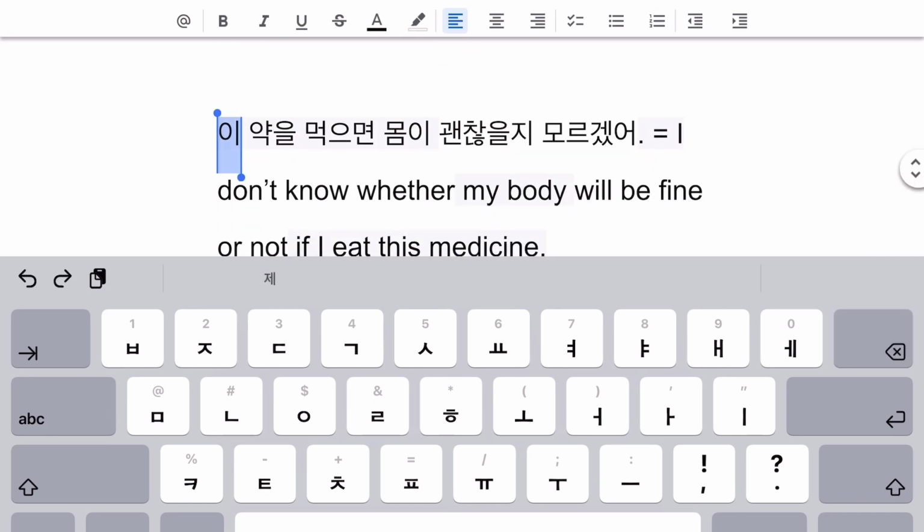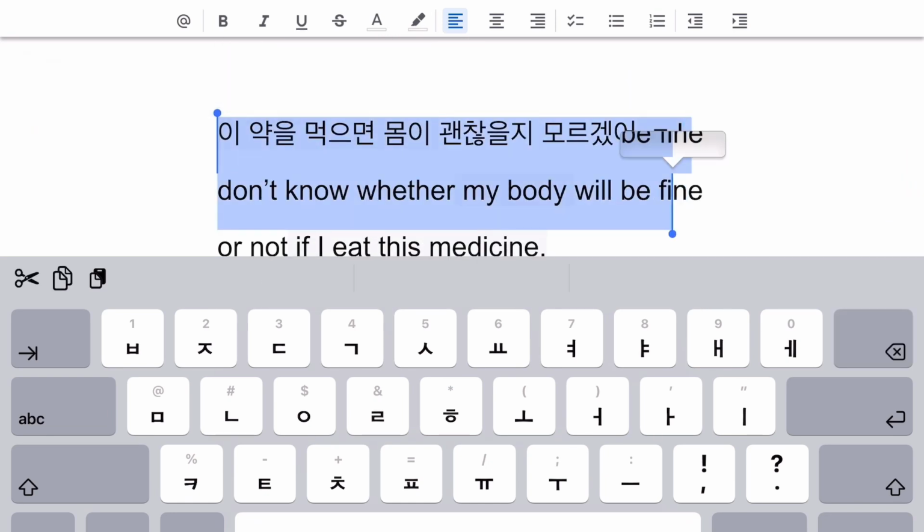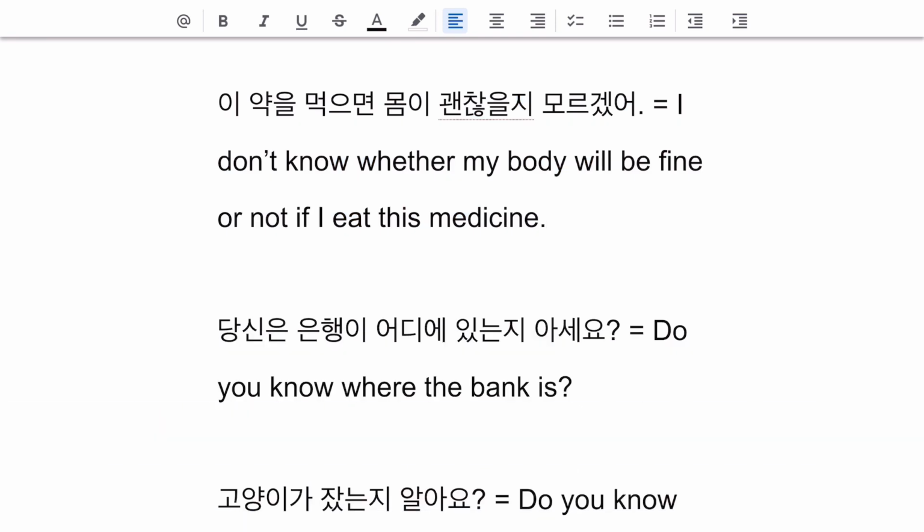Okay, see, next up, we finally have a future tense one. I don't know whether my body will be fine or not if I take this medicine. 이 약을 먹으면, if I take this medicine, 몸이 괜찮을지 모르겠어. It's kind of a weird sentence. Maybe they're like, I don't know if I'll get better if I take the medicine.